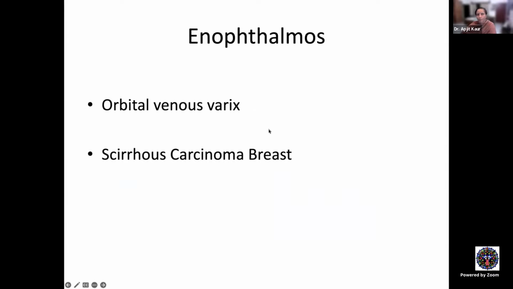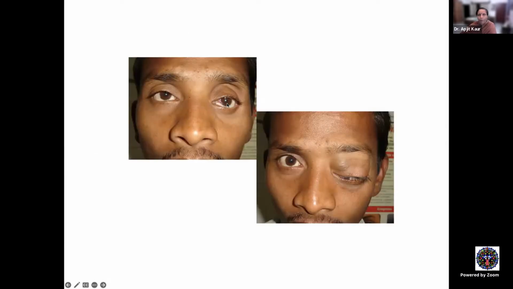Now this is very important. Why is it important? Because these are space-occupying lesions, but they cause enophthalmos. The orbital venous varix and the metastatic serous carcinoma of the breast. This young man presented with a downward displaced eye, a deep superior sulcus. And he said, when I sit down to write in my class, this is what happens. This is the classic orbital venous varix where the Valsalva test is positive.